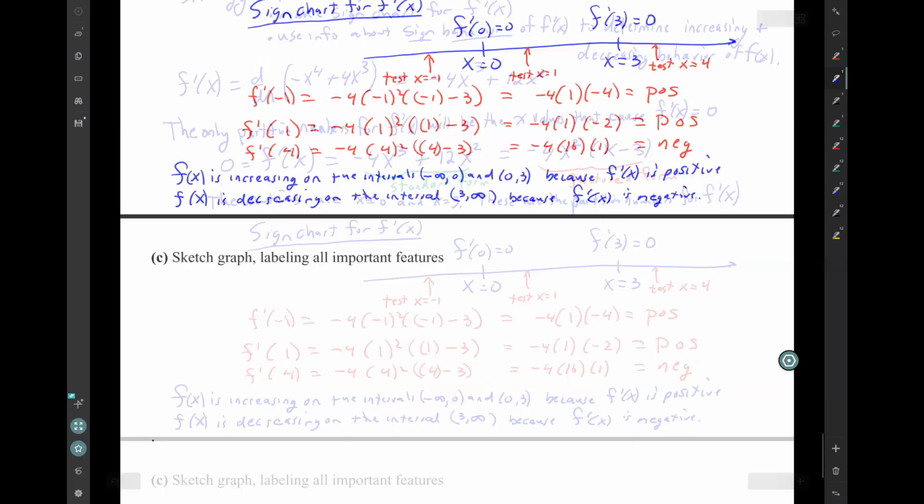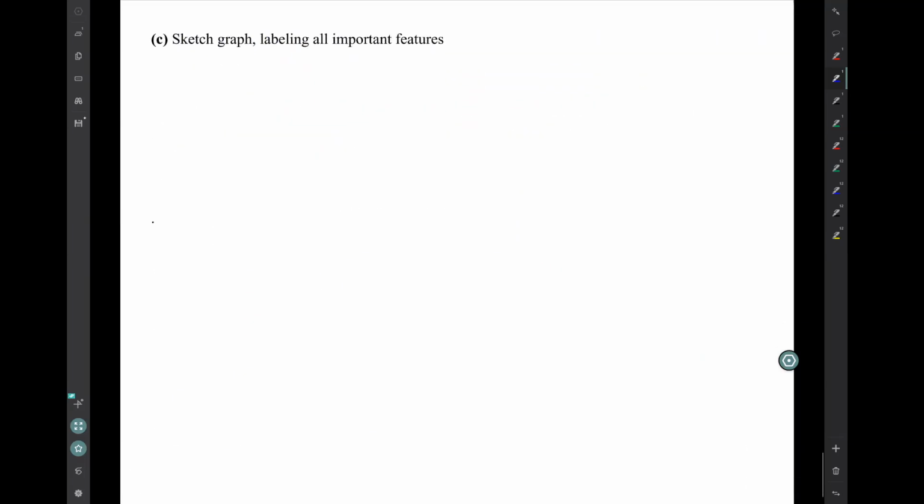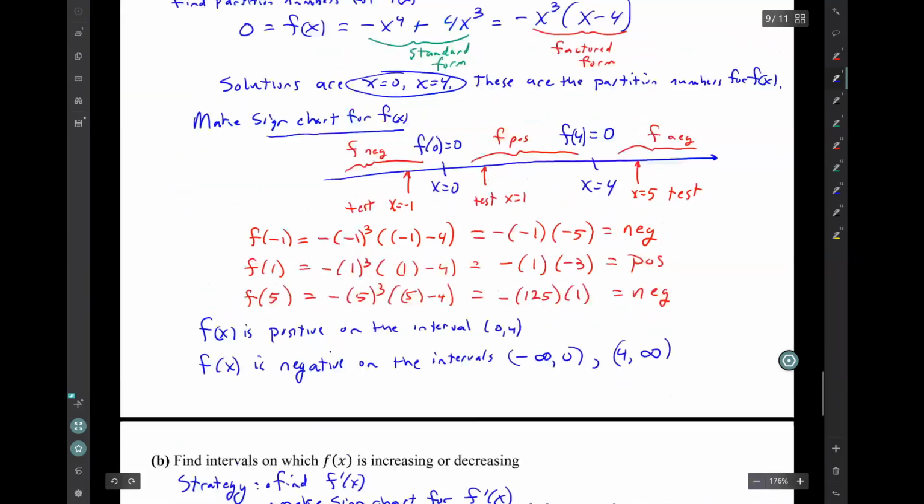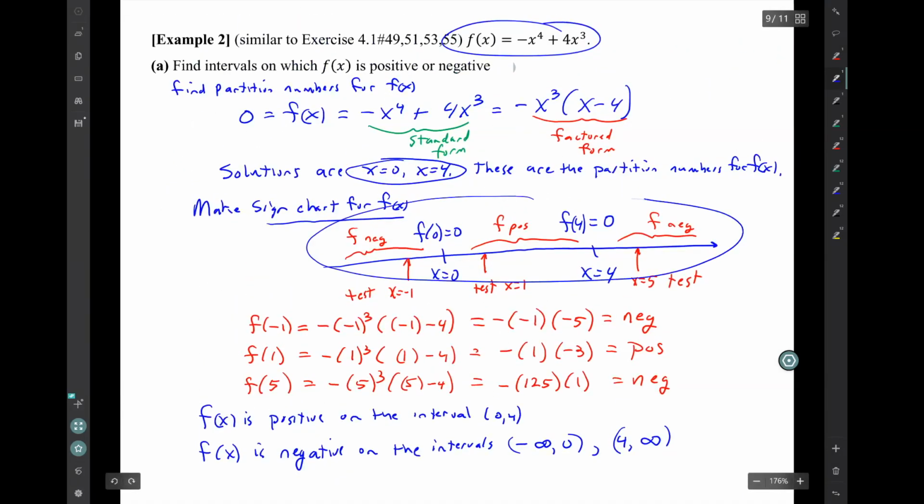All right, let's go on. Question C, sketch the graph and label all important features. All right, well, let's go back up and look at our results from A and B. In question A, we found this sign behavior for f of x. So let's put that information on a number line. The partition numbers were x equals 0 and x equals 4, so those are going to be x-intercepts on the graph of f of x.